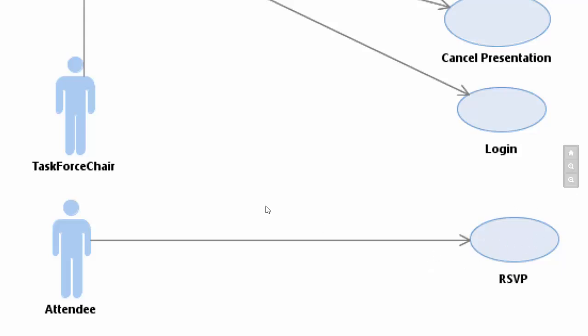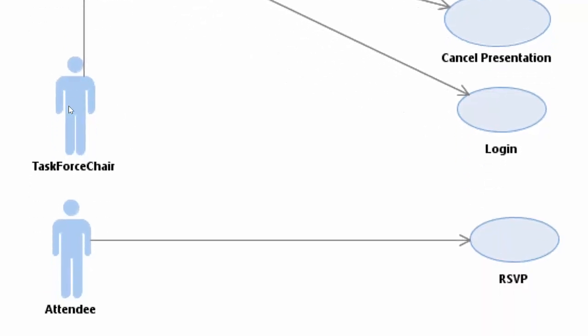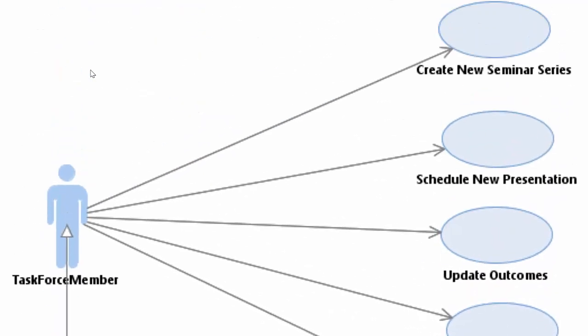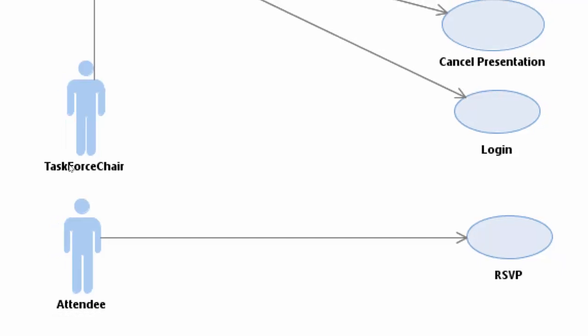An attendee who gets an invite can also RSVP. You would notice that here there is a task force chair who is connected to the task force member with an inheritance, and the chair is not exactly doing anything unique, right? He or she is doing everything that the parent actor is doing here. So it's probably not necessary to have this child here, but since the requirements description mentioned something about the chair, it's probably a good idea to leave it in there and ask the client whether there are any unique activities that the chair might use the system for. That's the idea. So you have that use case diagram.